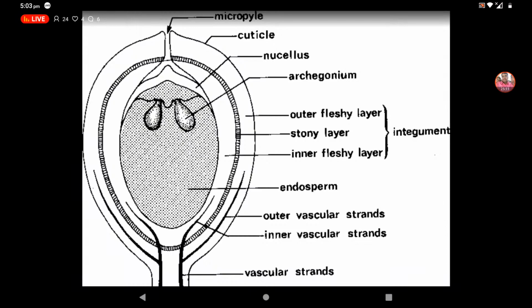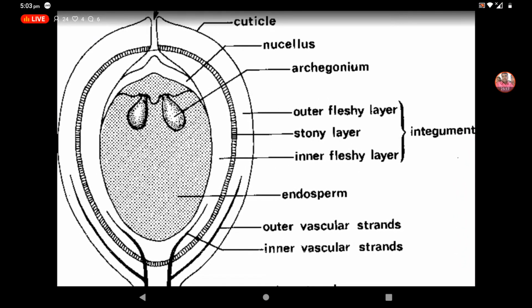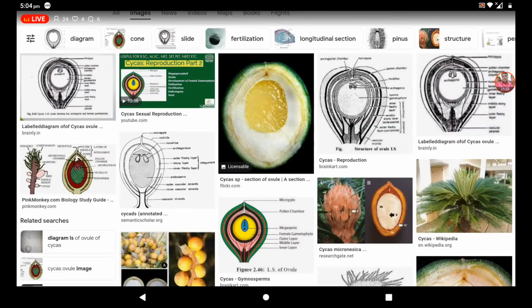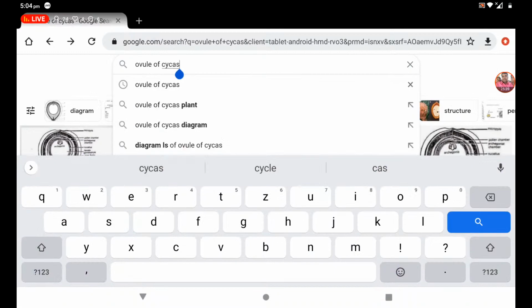Now I hope all of you understood the structure of the megasporangium of gymnosperms. It consists of integument, nucellus, and the female gametophyte called endosperm, and two to many archegonia can be identified. Two to many archegonia are present in the endosperm of gymnosperms. So the ovule megasporangium structure is completed.